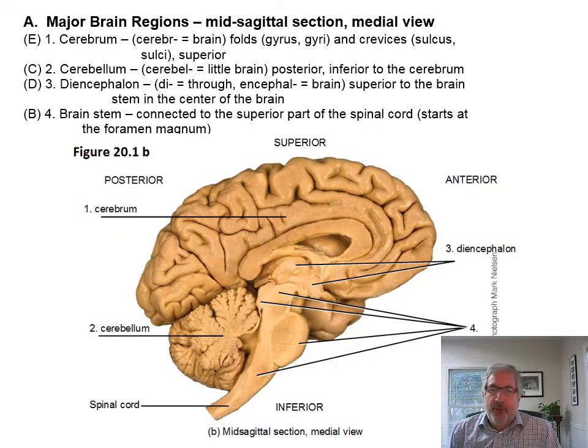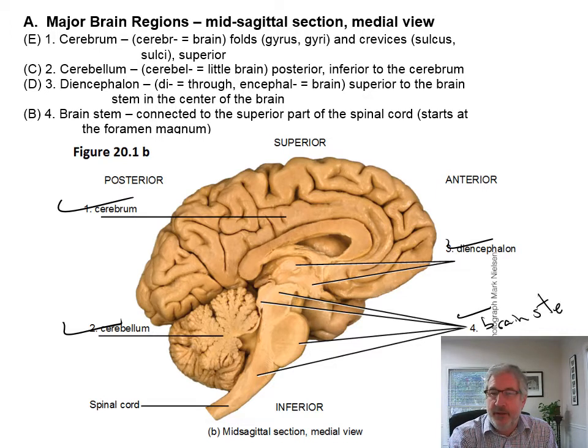So the major brain regions. This is the cerebrum. Then we have the cerebellum, diencephalon, brainstem. So just get your orientation back as to where we are. This is the cerebrum, and then we have the cerebellum down here. Diencephalon is the upper part, and then the brainstem. This is brainstem, all this section down there. Okay, next slide.